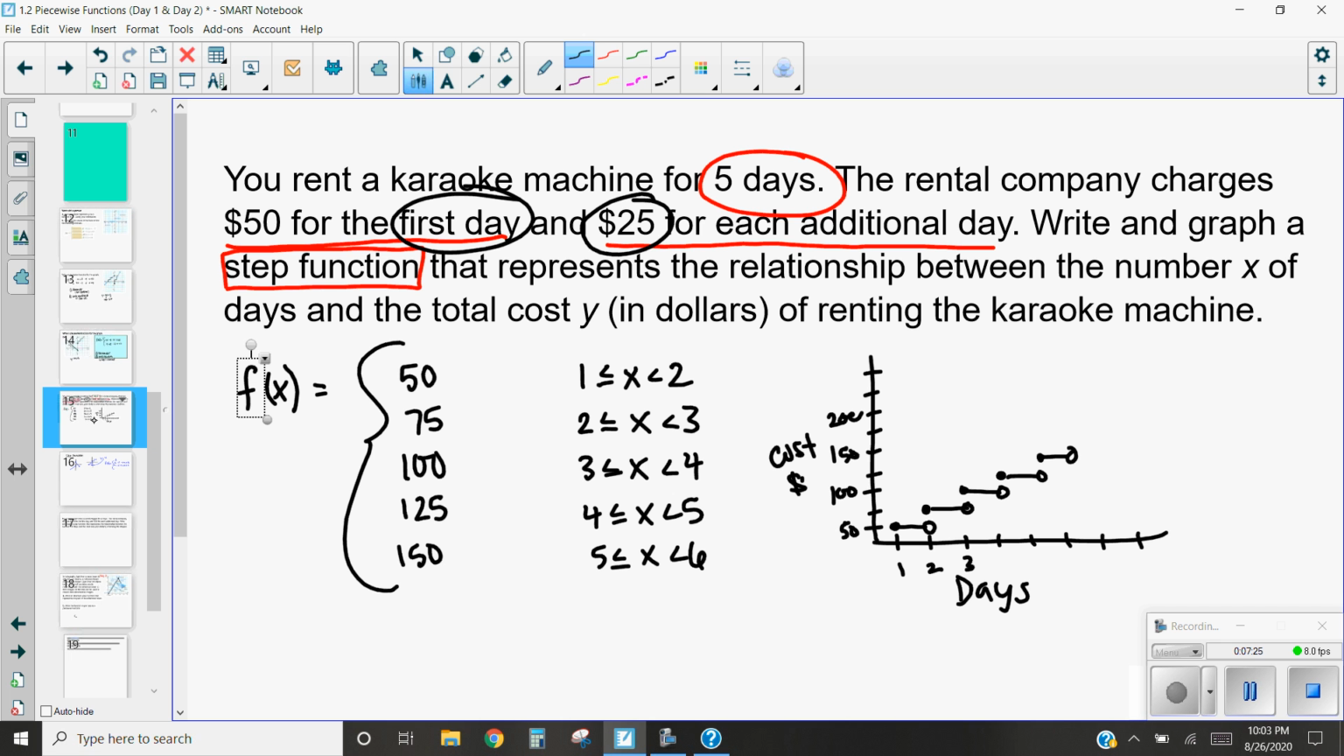So if you have questions on piecewise functions, feel free to watch the previous videos that discussed what a piecewise function is, how we evaluate it, how we graph it, and how we write them.